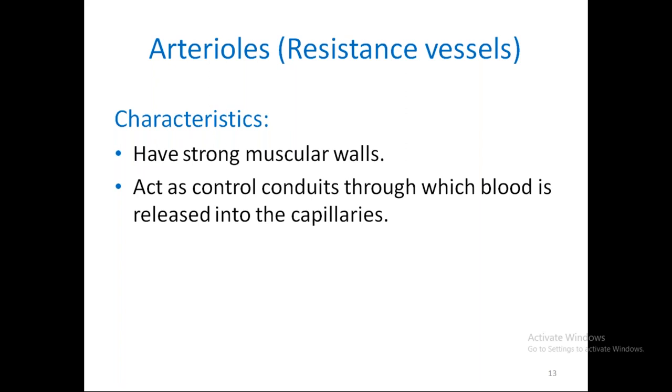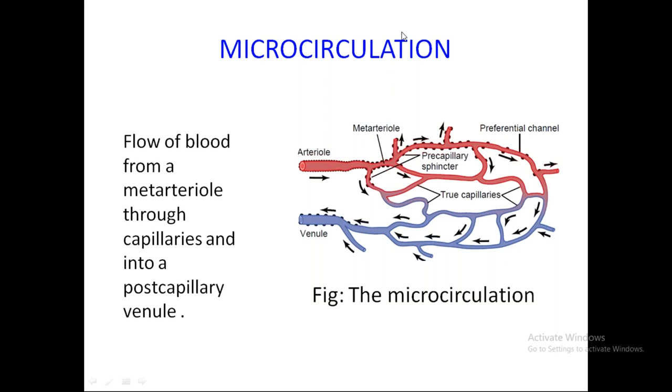Now microcirculation. What is microcirculation? Microcirculation is the circulation of blood through the smaller blood vessels in the circulatory system.